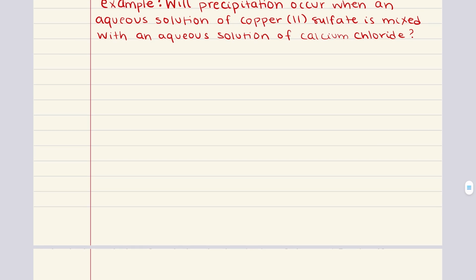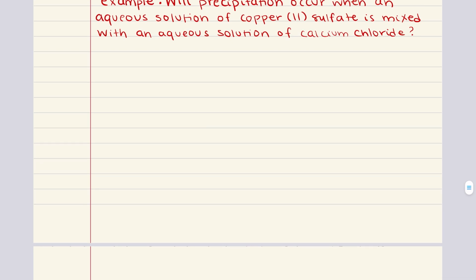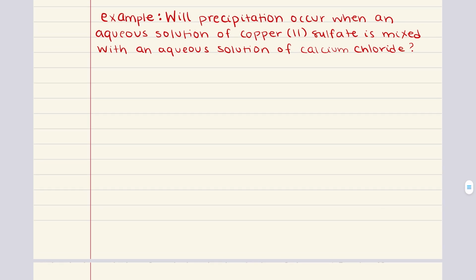Let's see if we can get the hang of this. This example says, will precipitation occur when an aqueous solution of copper 2 sulfate is mixed with an aqueous solution of calcium chloride? So this is a really great problem. It takes into account a lot of things we've learned up to this point in our general chemistry course.